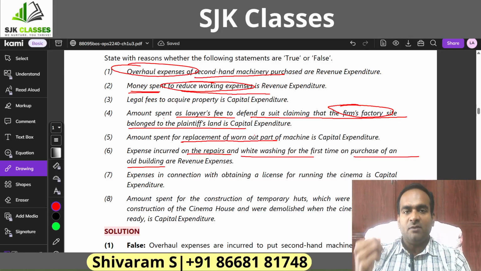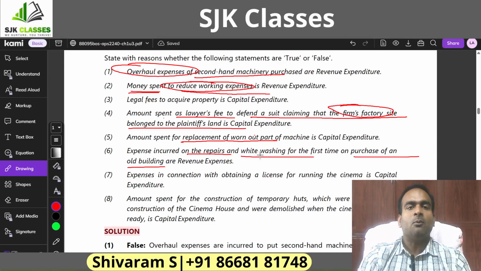So the wear and tear of the asset will come down because of this painting cost as well as whitewashing and all. And the other condition is to bring the asset to usable condition. These 2 points are getting fulfilled in this case. Say I purchased an old building. When I purchase an old building, initially I have to do some repair work. Without that, I will not be able to use the asset.